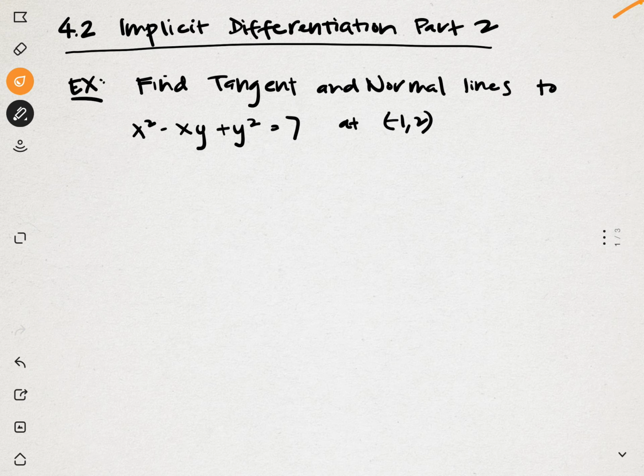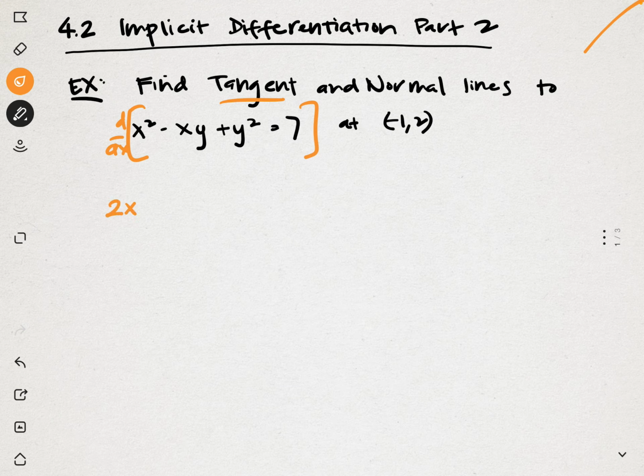So we're asked to find the tangent and normal lines to this equation, x squared minus xy plus y squared equals 7 at the point negative 1, 2. So the first thing we need to do, right, tangent line, we've got to find our derivative with respect to x of our equation. So let's go ahead and do that.